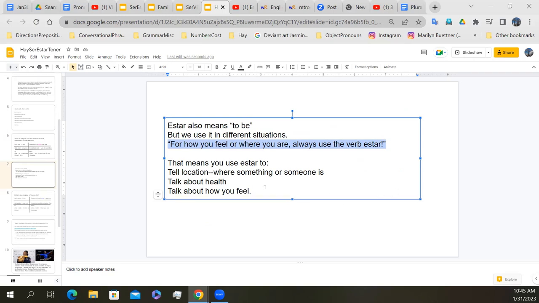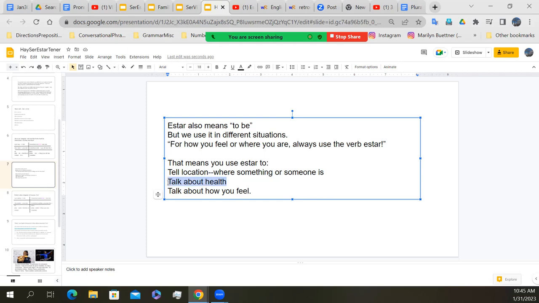Okay, so whereas we use ser to talk about things that are not easily changed, like your physical appearance or your personality, what somebody is like, or to talk about where they're from, that's never going to change. To talk about what they do for a living, a difficult to change situation, we use ser. But estar is used to talk about location, where something or somebody is located. We use estar for that purpose.